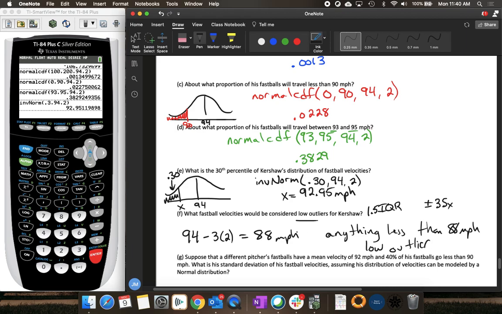And then for high outliers, you could do something similar. You would just add 3 standard deviations. That would be 94 plus 6, which is 100. So anything more than 100 miles an hour would be considered a high outlier.